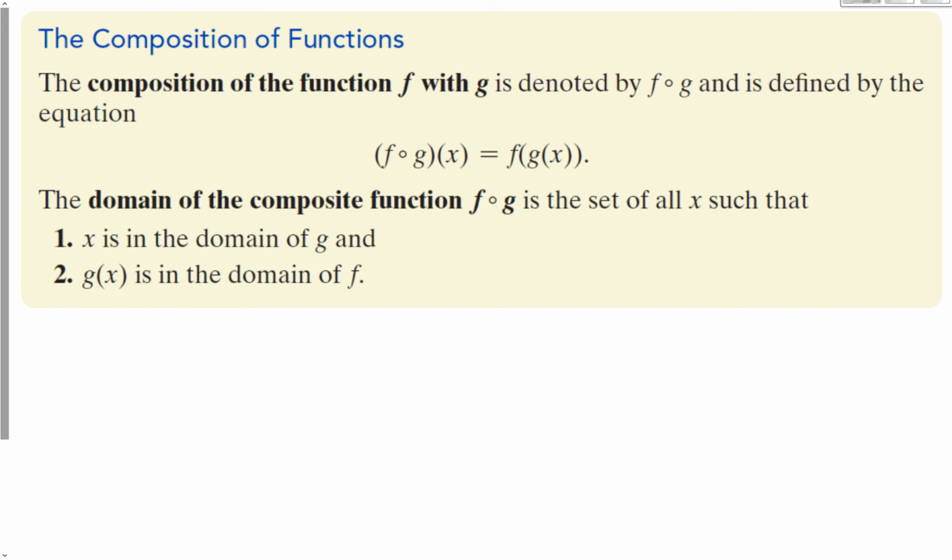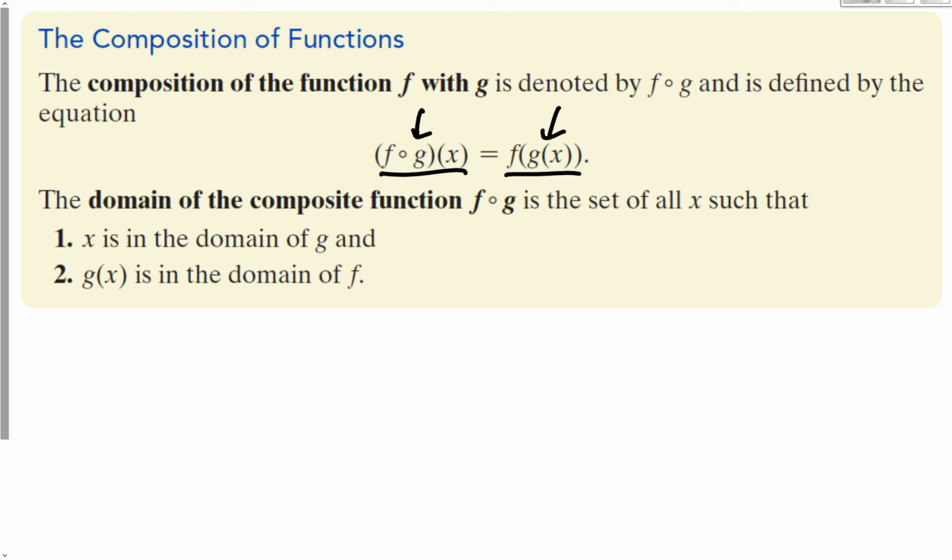Okay, so the composition of the function f with g is denoted by f of g, and it is defined by the equation f of g of x. And another way to write that is like this. These mean the same thing. Okay, so if you like the way this looks, that's fine. Sometimes you'll see it the first way, sometimes you see it the second way. It means the same thing.